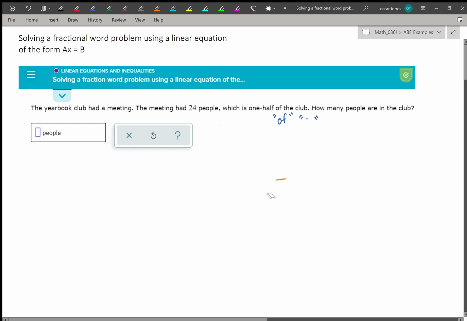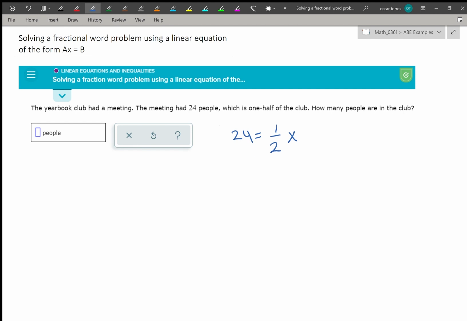So if we read our problem, it says the yearbook club had a meeting. The meeting had 24 people. So we're going to write 24, which is, so this is equal to 1/2 of the club. So 1/2 of the club, and we don't know how many people are in the club. So we put an X to represent the fact that we don't know how many people there are. Now the question itself asks us how many people are in the club. In other words, what is the value of this X? So this is my setup. The only thing left is to answer the problem.